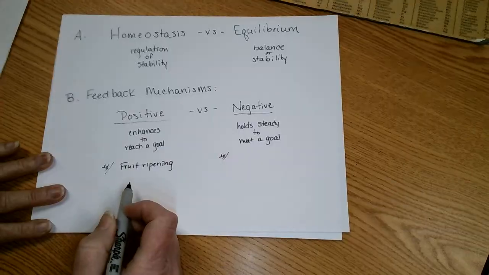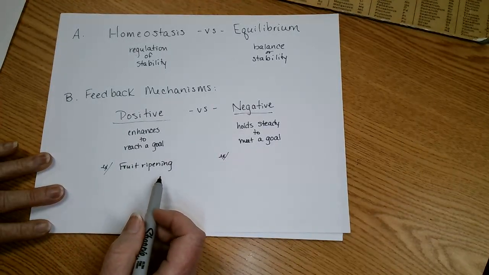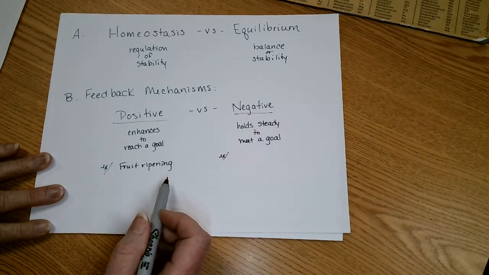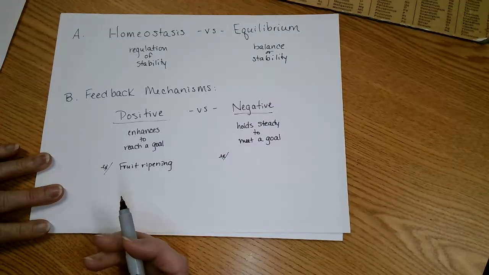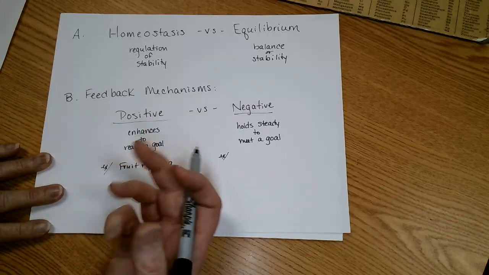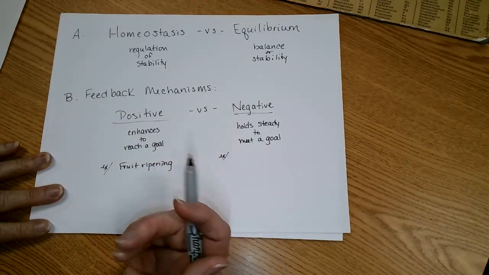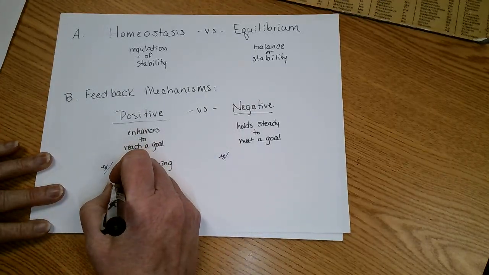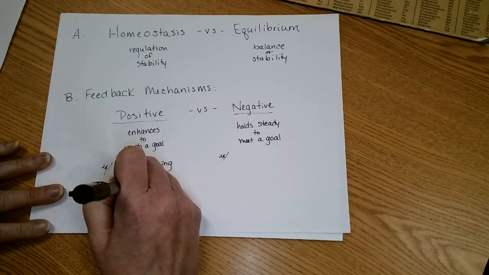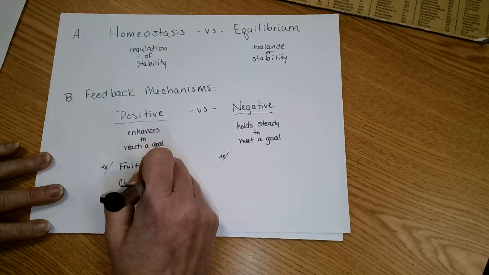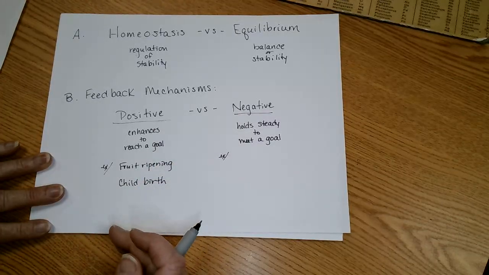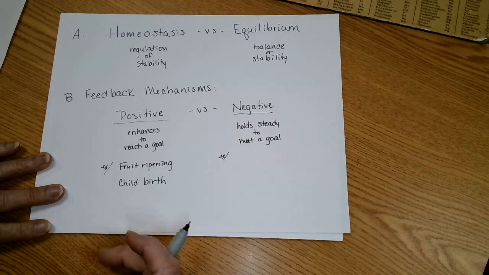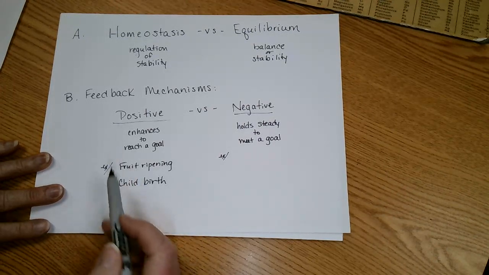Okay, because fruits will get riper and riper and more ripe until either it attracts an animal to eat it or it falls off of the tree or the vine and releases the seeds that are within it. Okay, that's one example. The other example is childbirth. When it comes to childbirth, a woman's contractions will get stronger and more frequent until that baby is born, okay? And both of these are examples of positive feedback.